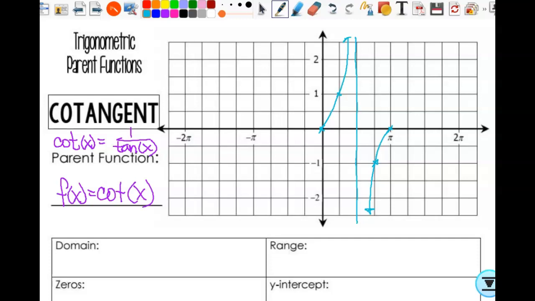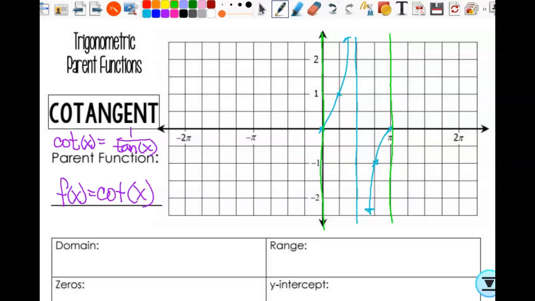So everywhere where tangent is 0, what is the value of cotangent? Tangent has a value of 0. Cotangent's value would be the reciprocal, which is undefined. Okay, so since this is my tangent parent function that I have lightly sketched here, everywhere there's a 0, I get to put in an asymptote, because the reciprocal of 0 is undefined.